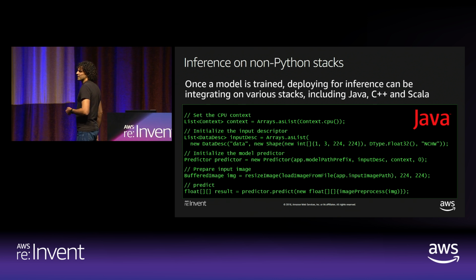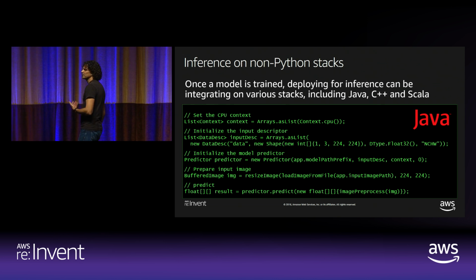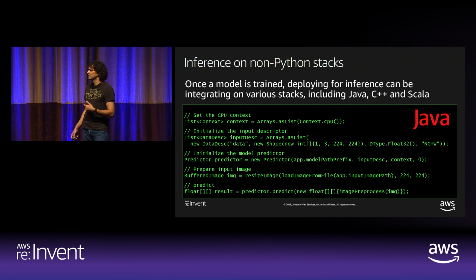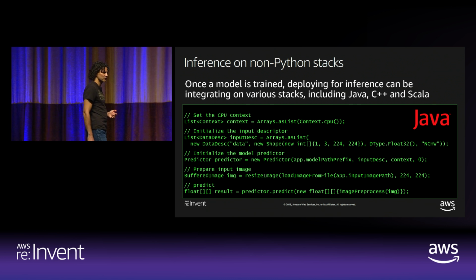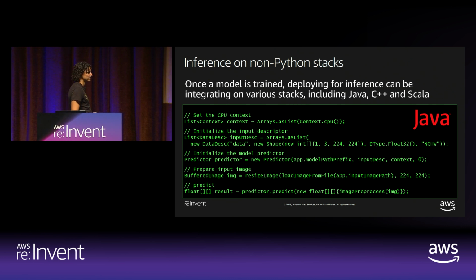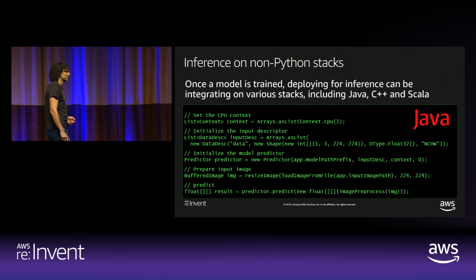And then we initialize a predictor object, giving it the path to load the model from file. And then we just pre-process the input image, and then we just call predictor.predict. And that's it. We get a Java float array as a result with the prediction results. And you have similar APIs for C++, for example, Scala, and other popular languages. So that's pretty cool.